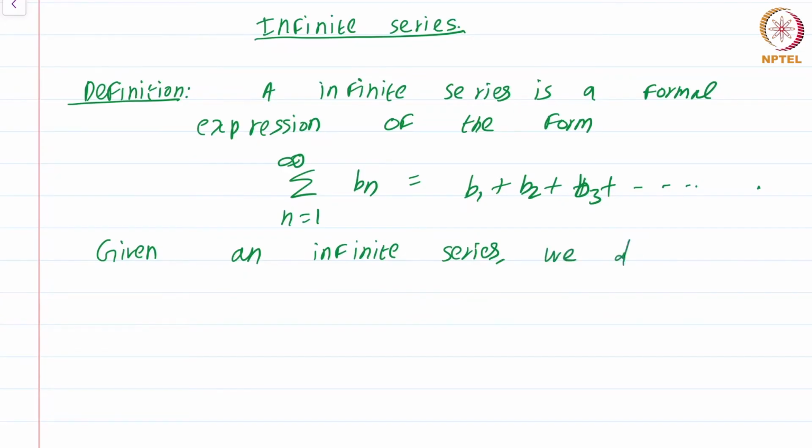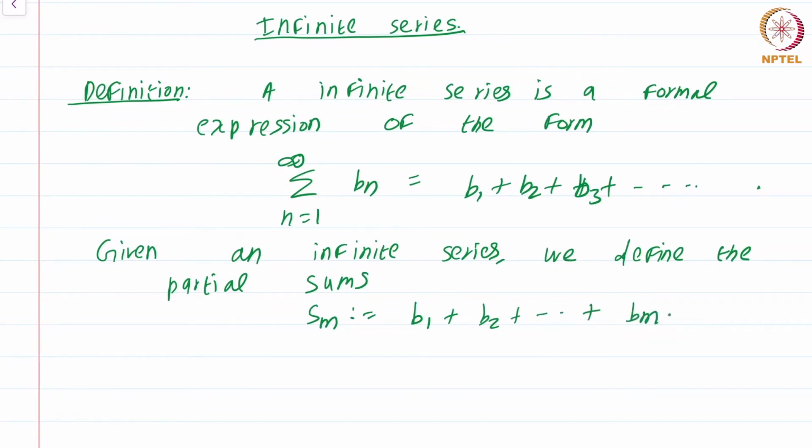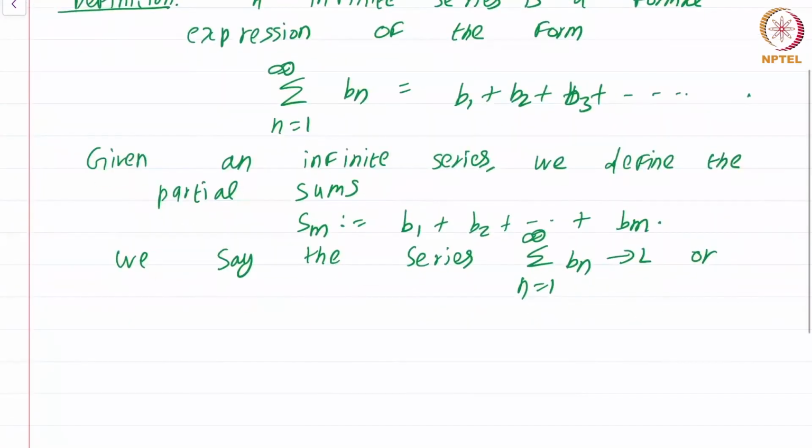we define the partial sums Sm to be equal to b1 plus b2 plus dot dot dot bm. We say the series summation n equals 1 to infinity bn converges to L, or summation n equals 1 to infinity bn equal to L, if Sm converges to L.